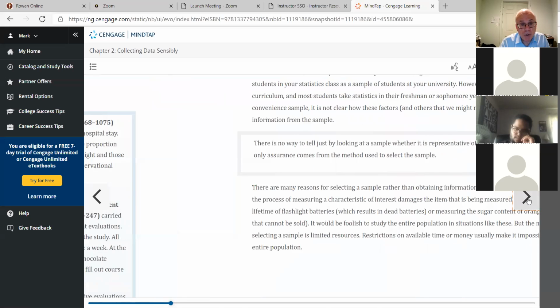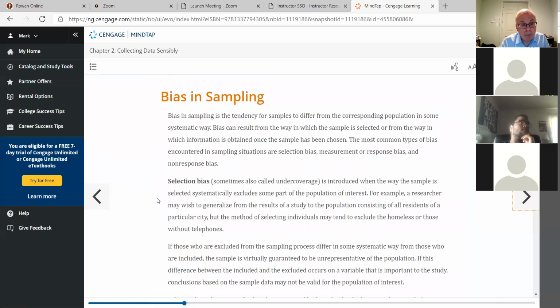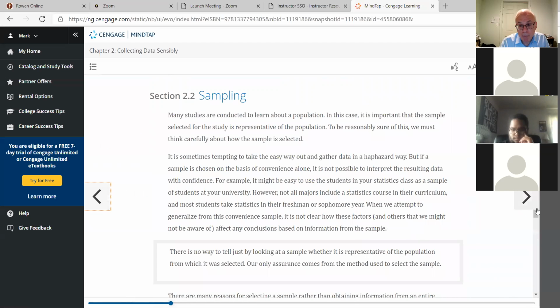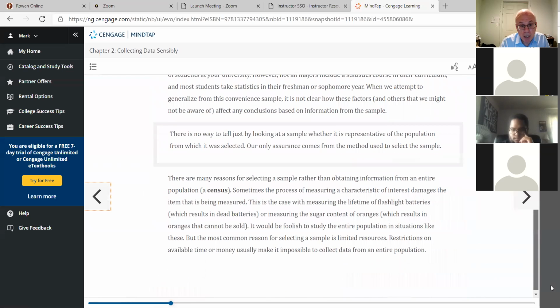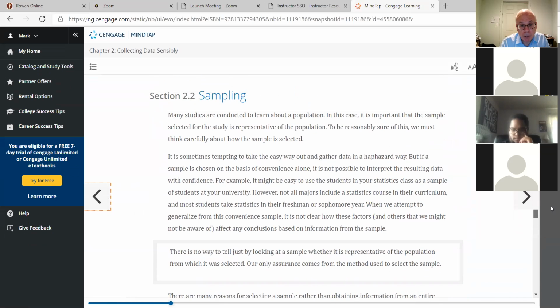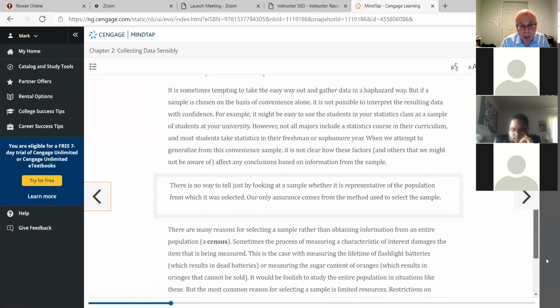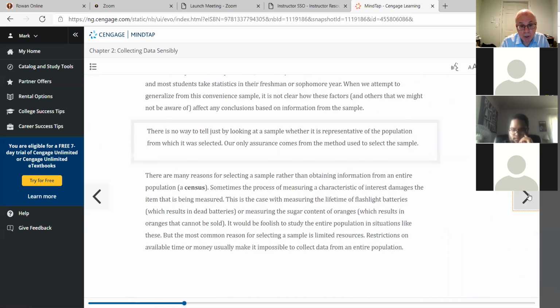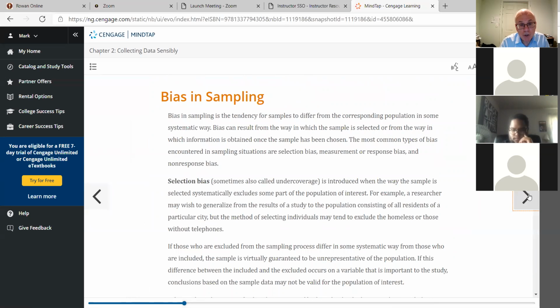Now we'll go to section 2, sampling. All right. So what do we need to know about sampling? Well, what sampling is, of course, is you're getting a subset of the population. If you survey everyone in the population, that's called a census. You know that definition.